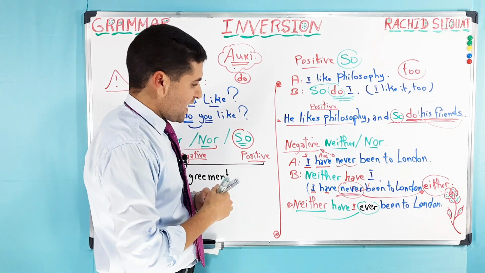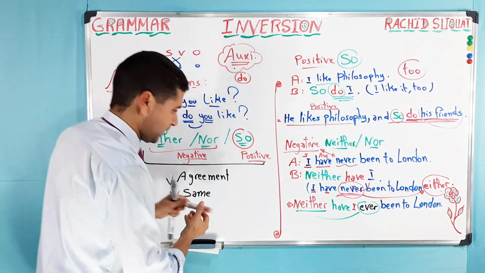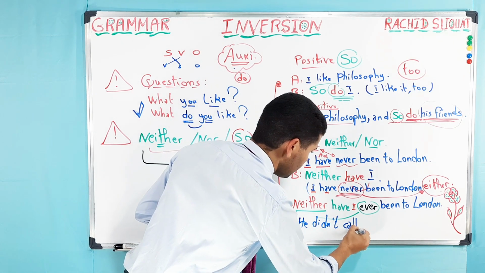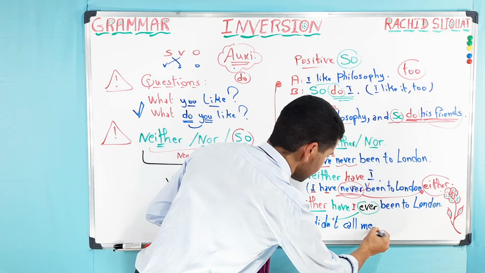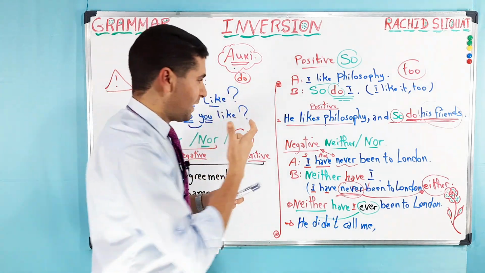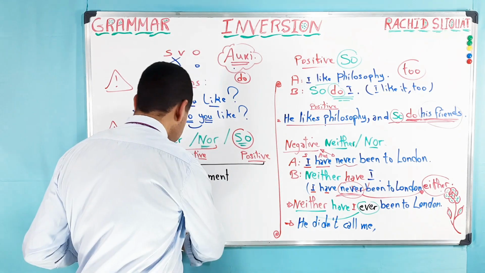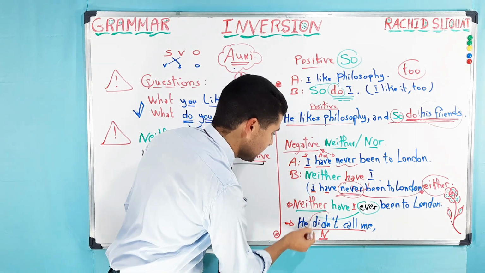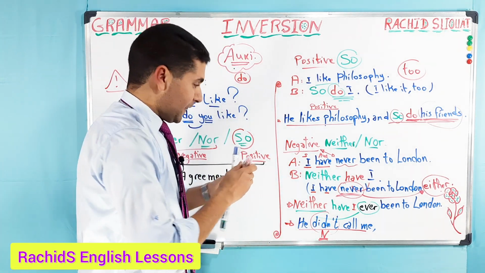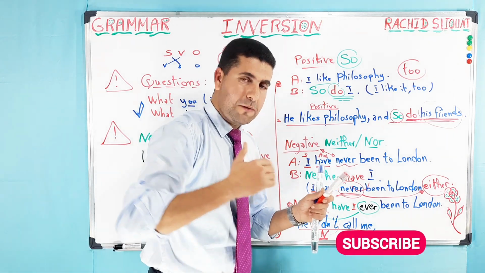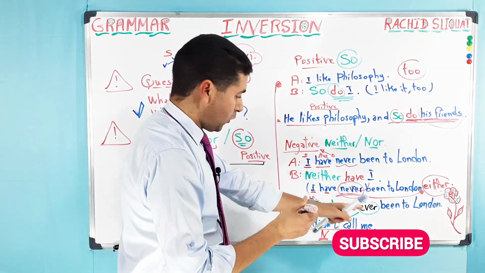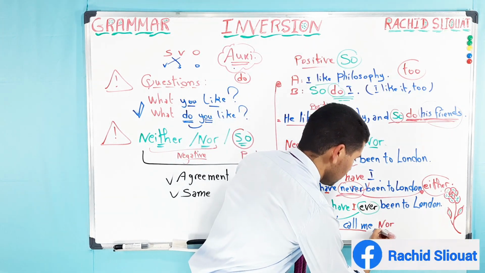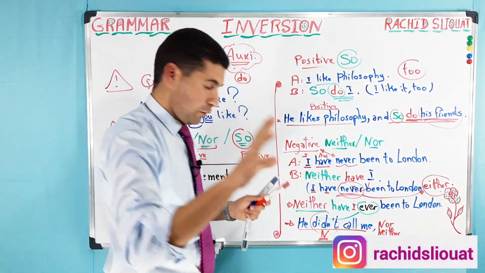So we can take an example, for instance, like this. We can say, he didn't call me. He didn't call me. This is clause number one. And as you can see, this clause is negative. Didn't. So he didn't call me. If we want to add something else, we can say, he didn't call me, nor, or neither. Both of them. Nor or neither.